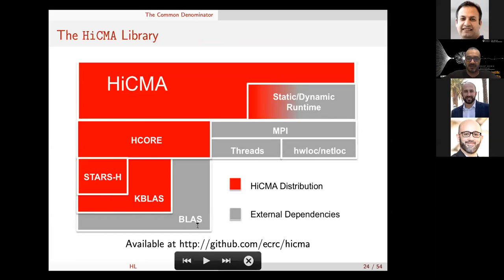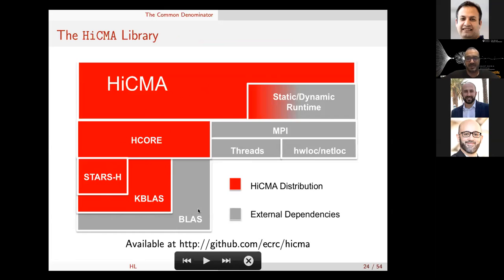And this is the gray area, BLAS. The gray area is basically those external dependencies that would come available on a given system. And BLAS gives you basically the performance boost. Okay, so we rely on BLAS, as I said. We rely on BLAS to get performance.